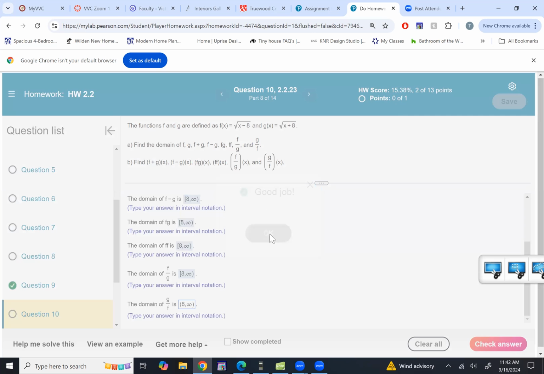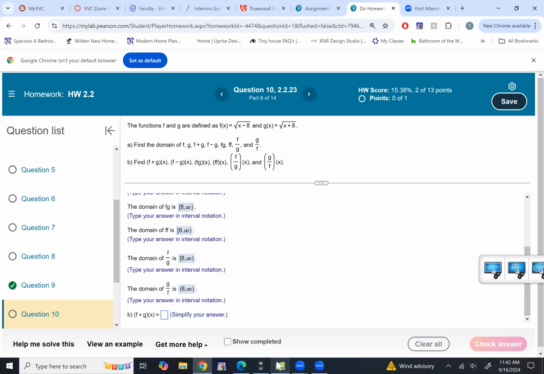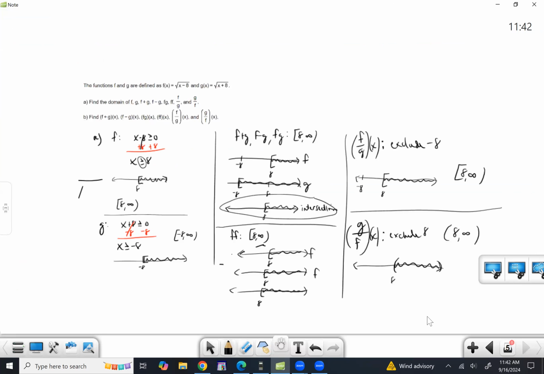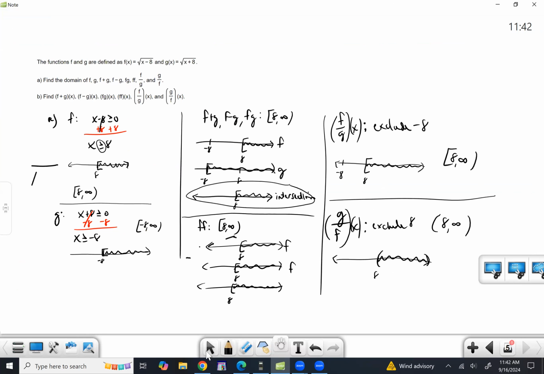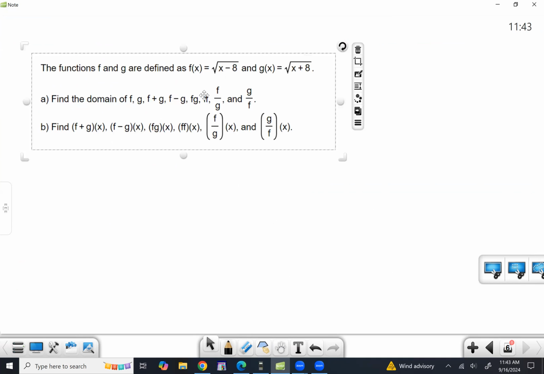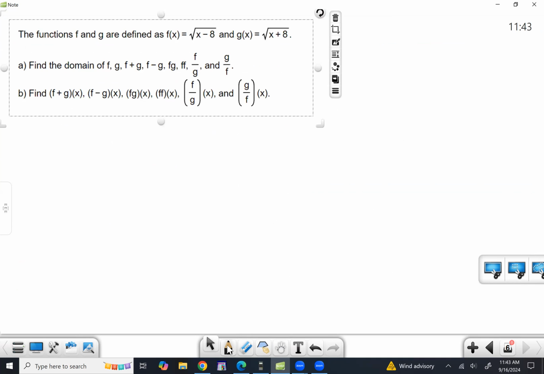All right. So that takes care of all those really tough, or not tough, but time-consuming domain questions. Let's go in and actually find the functions now. Let's make it a little bigger. So we've got to do f plus, f minus, f times.